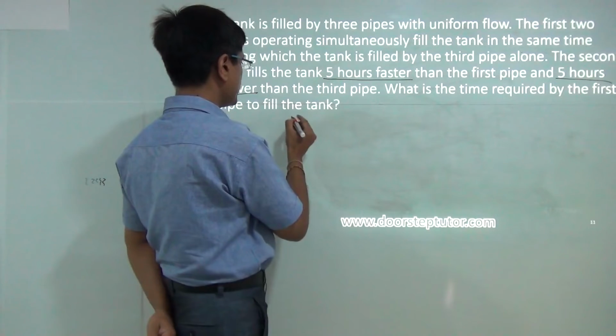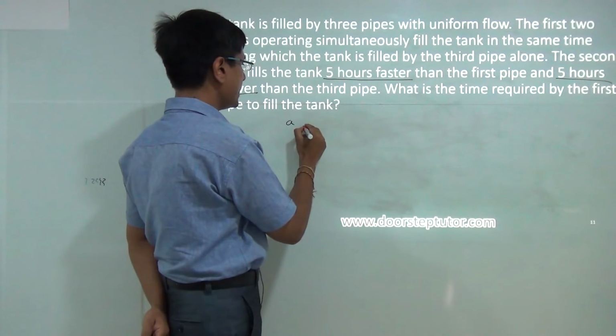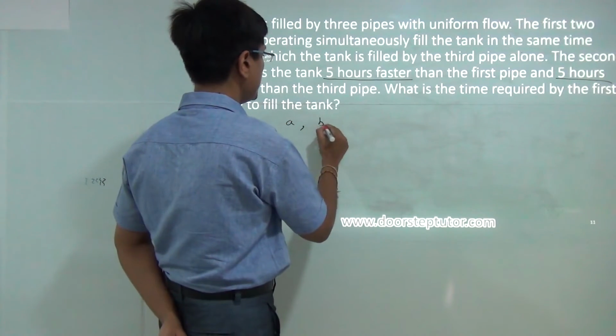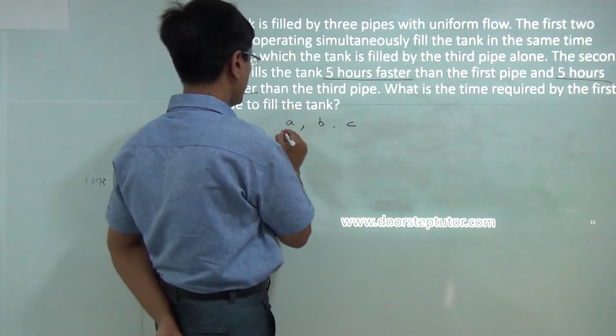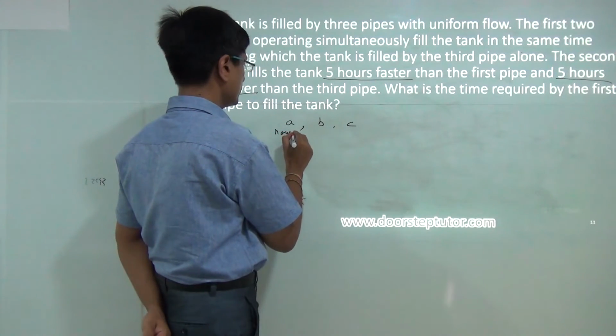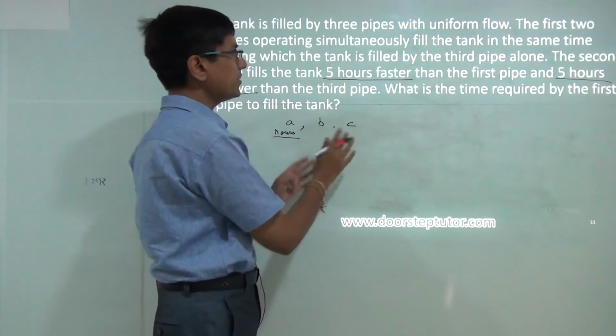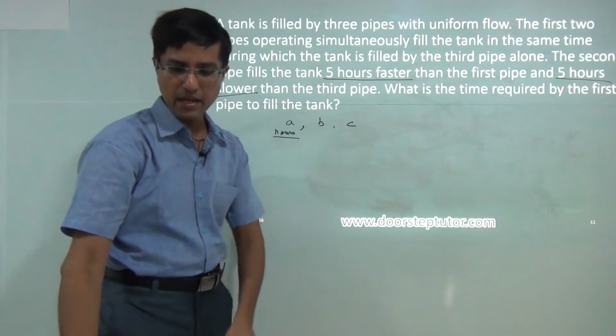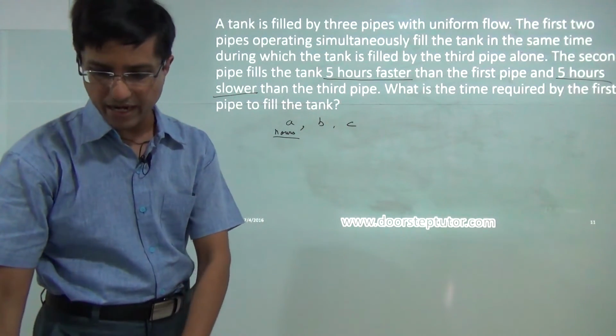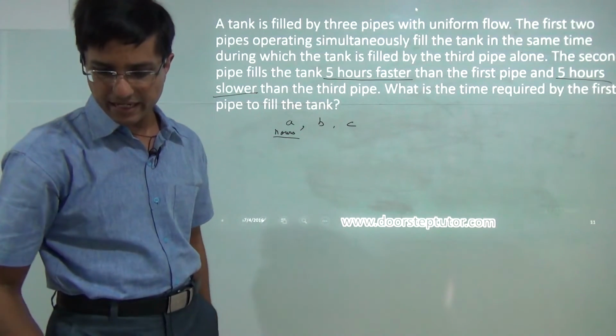So there are 3 pipes. Let's say that they take A, B and C hours respectively to fill the tank. So this is the amount of time they require to fill the tank.